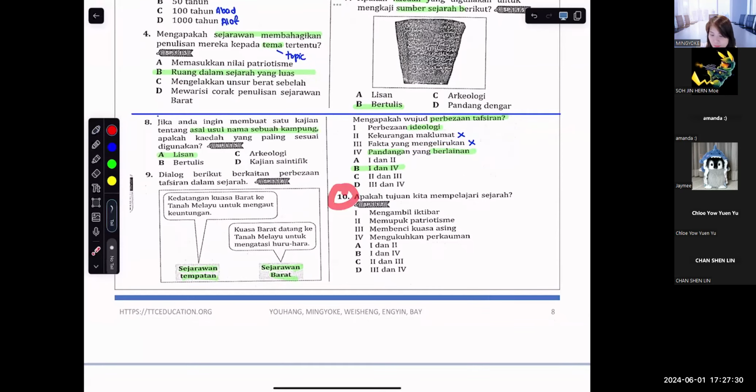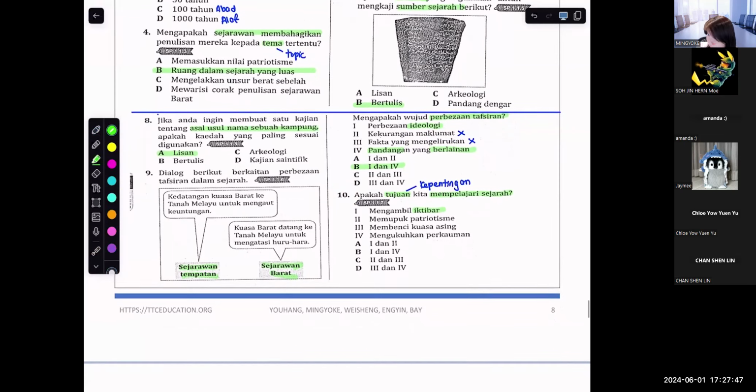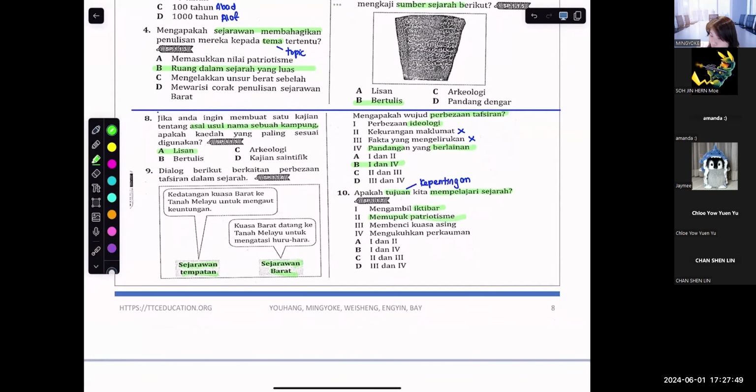And last, 10, what's the purpose of learning history? What's the purpose is the kepentingan, benefit. We can learn lessons. Same what? Yes, we can cultivate patriotism. Very good. Not mengukuhkan perkauman. You know what perkauman is? Perkauman is racism.